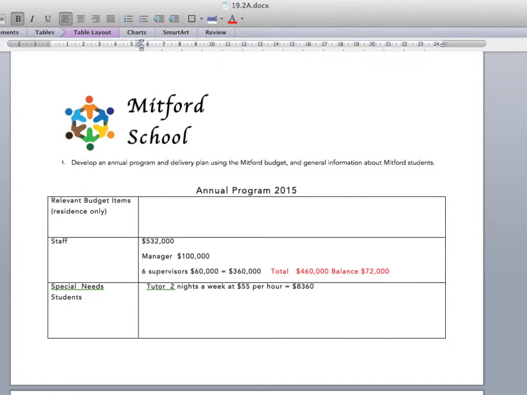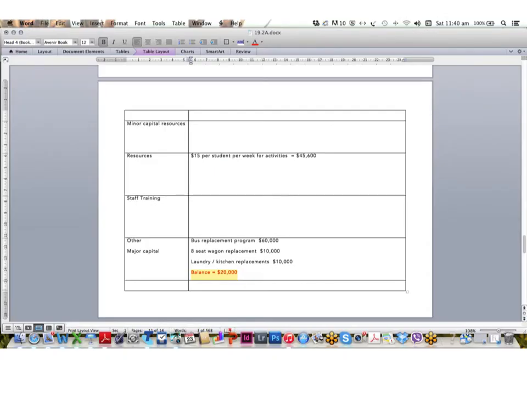Now, I'm not sure where that's going to come from, but that's where we go back to the budget and have a look. And you can go down through the rest of this. I've started to put some items in here, but you'll probably have other items as well. Now, the $15 per student per week, that's a lot of money when you add it up. We've got 80 students at Mitford, so that comes out at $45,600.